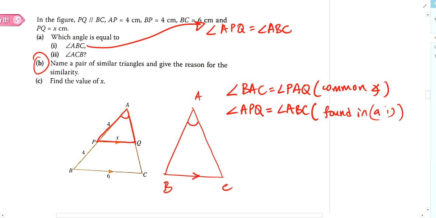Right? APQ equal to ABC. But what is the reason? I want you to write the reason. Corresponding angles, parallel lines. You know, I get so irritated when I see students missing out this part in green, highlighted. Corresponding angles, parallel lines. It is only because there are parallel lines that I can have corresponding angles that are the same.